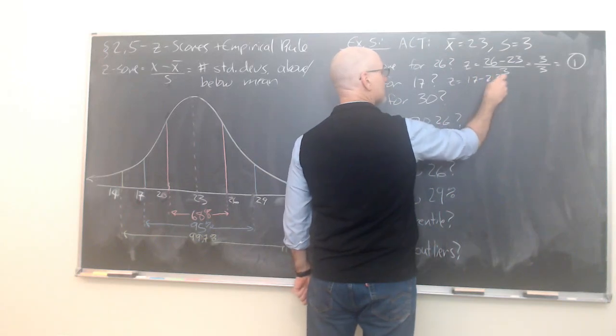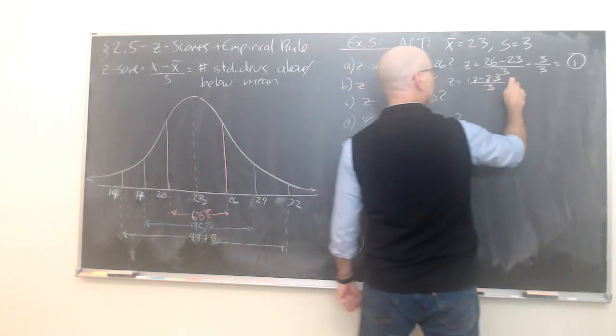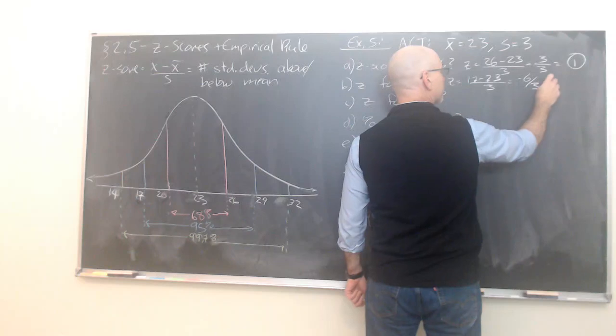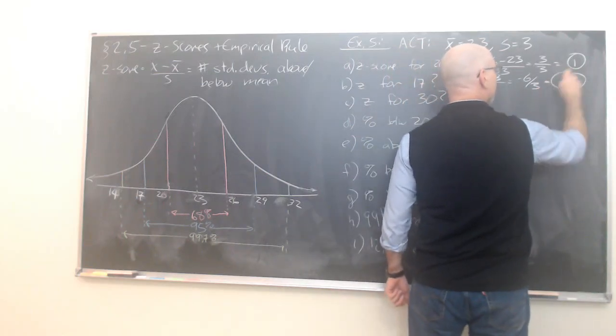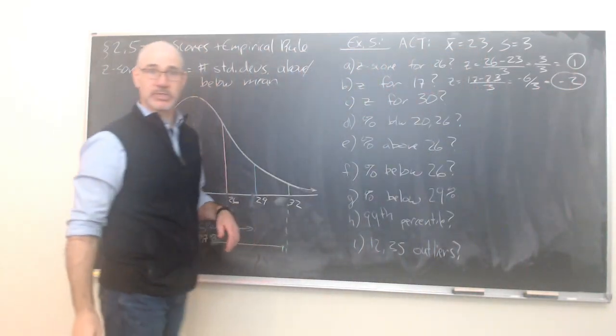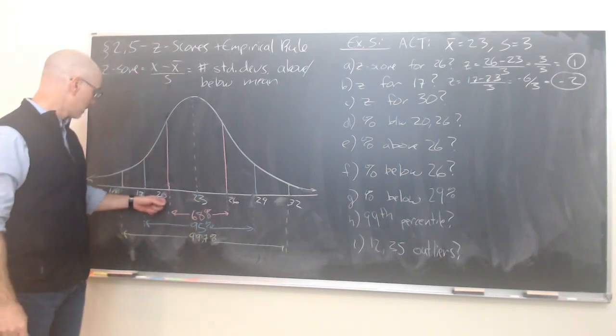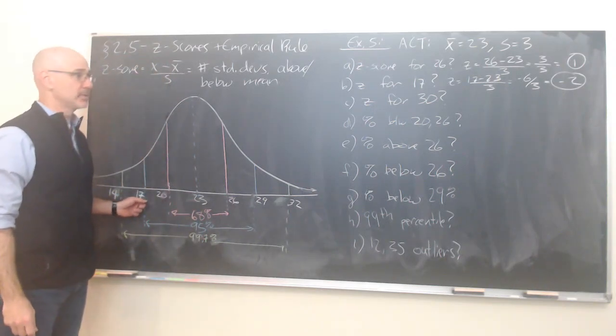17 minus 23 over 3 is -6 over 3. That's a z-score of -2, 2 standard deviations below the mean, and that puts us right here where we noted it before.